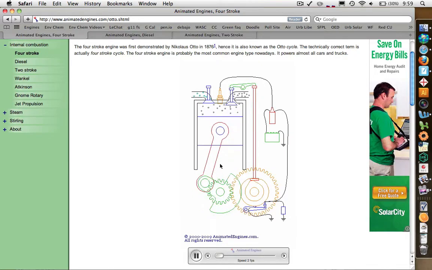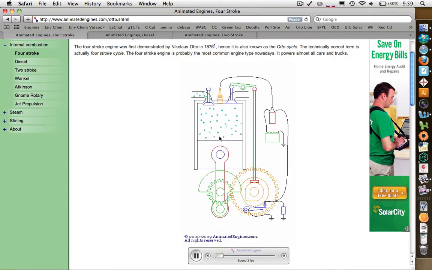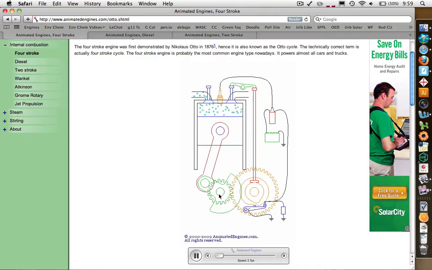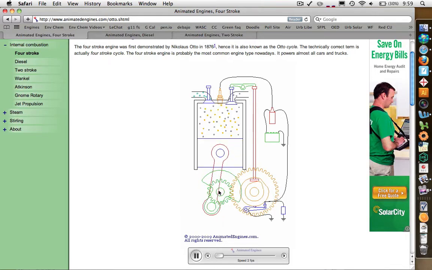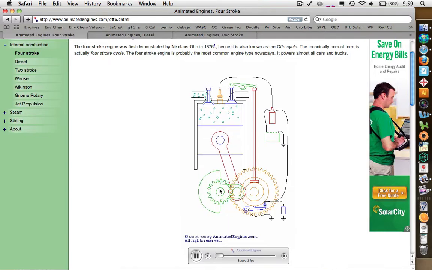This is the cylinder. The thing that's here in blue moving up and down is a piston. Down at the bottom, this is the crankshaft of the engine. And yeah, let's keep it like that for right now.